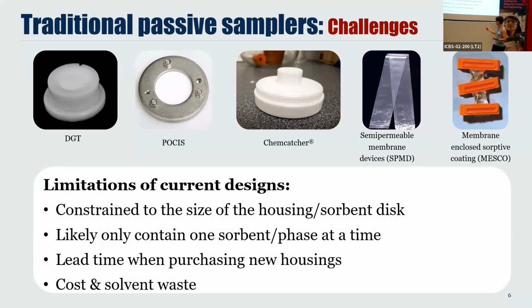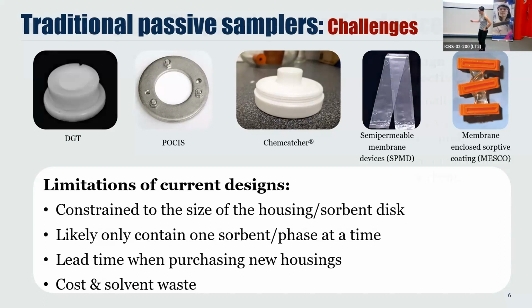When you purchase a new housing, it takes a while for them to come in. And the biggest one is cost and solvent waste. So for example, the Chemcatcher here, one of those is a PTFE body. One of those sets you back about 50, 60 quid. And to elute one of these, so to use it as a passive sampler and use the organic extraction to get all the compounds off it, that's 40 milliliters of methanol you're using. So if you're doing a large-scale monitoring program with 10 devices with 40 milliliters of methanol, that becomes a rather large cost. And from a green chemistry and environmental sustainability perspective, not excellent.